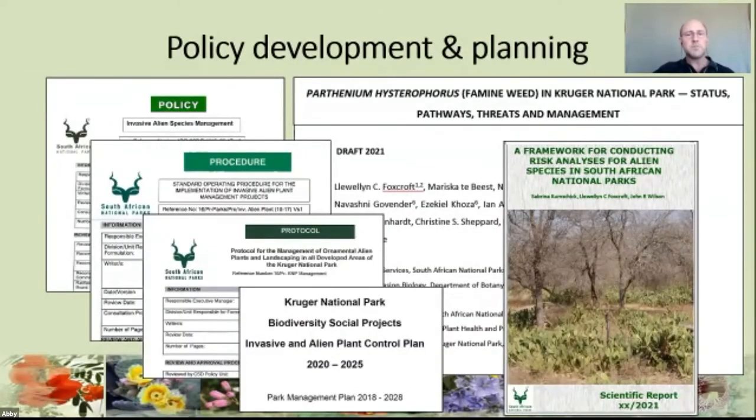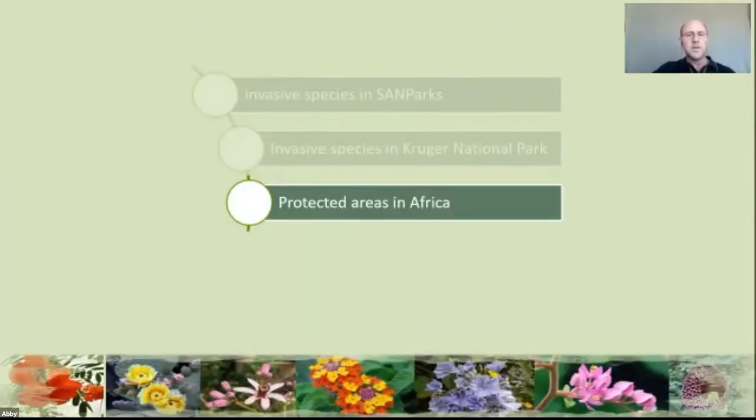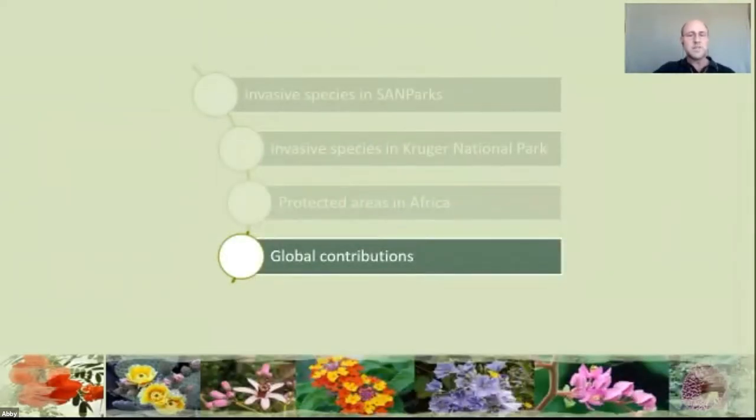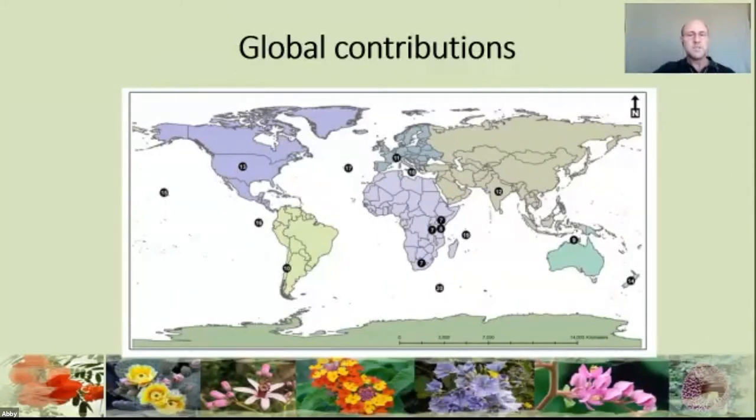As I mentioned, we've been working on developing policies and planning, and we've tried to streamline these in order to improve the way we implement programs and try to maximize the resources that we do have available. We do know from literature that there's a dire need for work to be done across Africa. And there are numerous papers that come from East Africa, Serengeti, and elsewhere showing the situation that's of high concern. And this can even be scaled up to the global level, where protected areas around the world are facing the same problems.